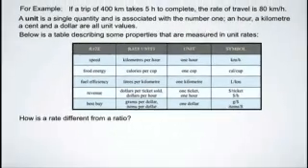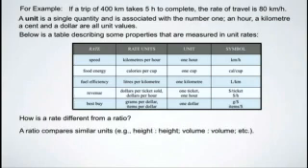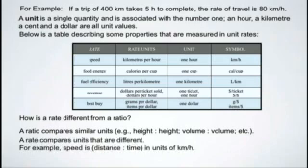Then if we look at, well, how is a rate different from a ratio? A ratio compares similar things or similar units: height to height, volume to volume, milliliters to milliliters, etc. A rate compares things that have different units. Speed is distance and time. Distances can be in kilometers, time can be in hours. So we're changing units in our comparison.